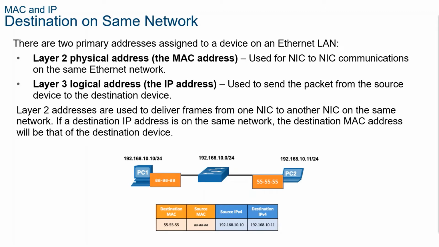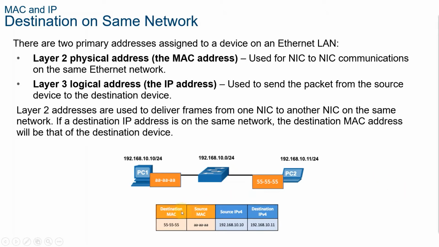The destination IP address may be on the same IP network as the source, or it may be on a remote network. So layer 2 physical addresses, for example the Ethernet MAC addresses, are used to deliver the data link frame with encapsulated IP packet from one NIC to another NIC that is on the same network. So if the destination IP address is on the same network, the destination MAC address will be that of the destination device. Consider the following example using simplified MAC address representations here.